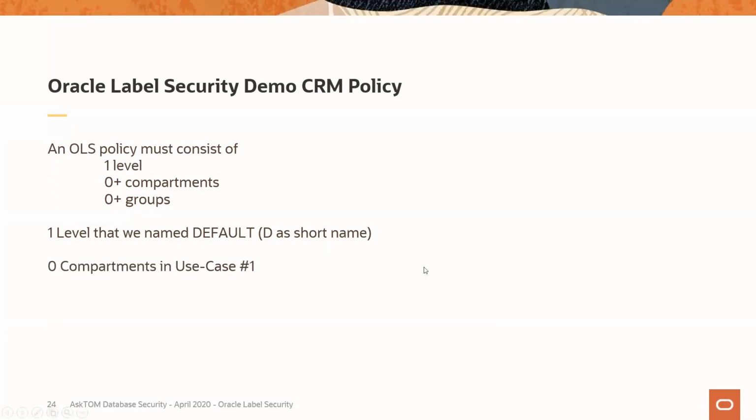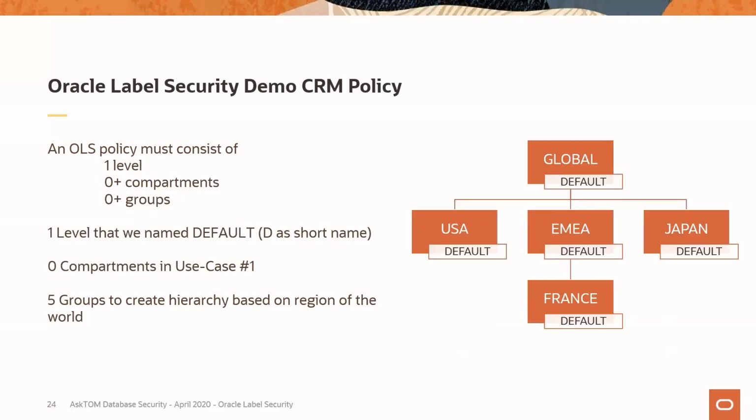Our first use case, we're going to have 0 compartments, but we're going to have 5 groups to create a hierarchy based on a region of the world. So we're going to have global, USA, EMEA, and Japan. And this is a parent-child type of relationship here. This is a hierarchy. So if you have the global group, then you automatically have access to USA, EMEA, Japan, and data about customers in France.